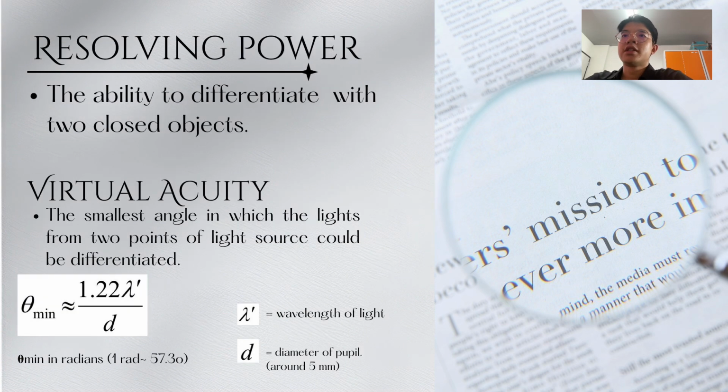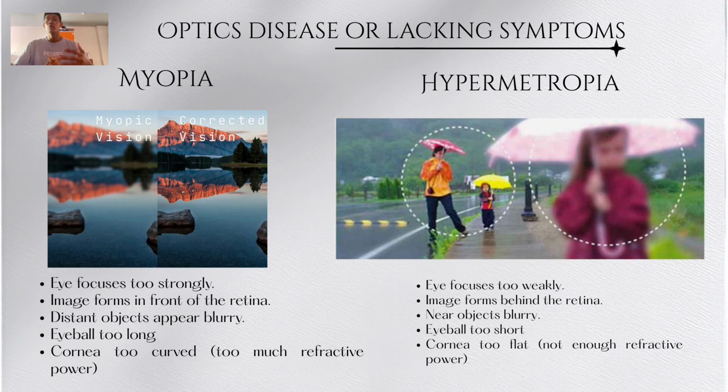Visual acuity depends on resolving power, with the minimum angle given by theta equals 1.22 lambda divided by d. So we have symptoms of the optic. At first we have myopia, where the image forms in front of the retina and is corrected with a concave lens.